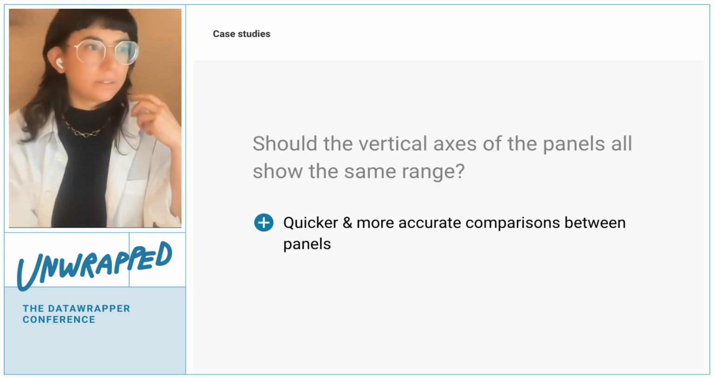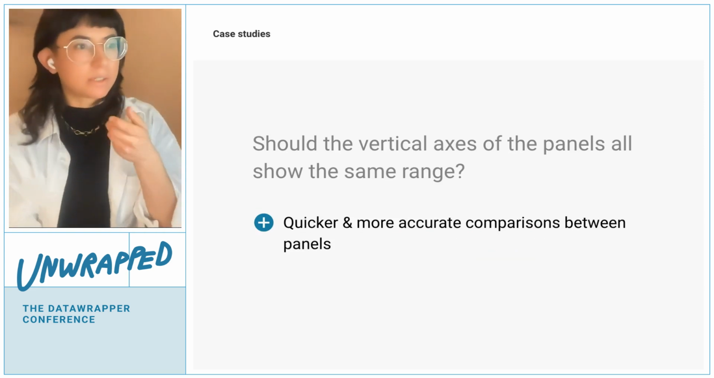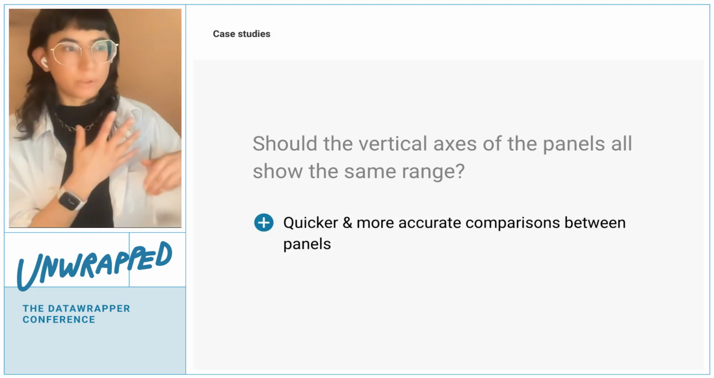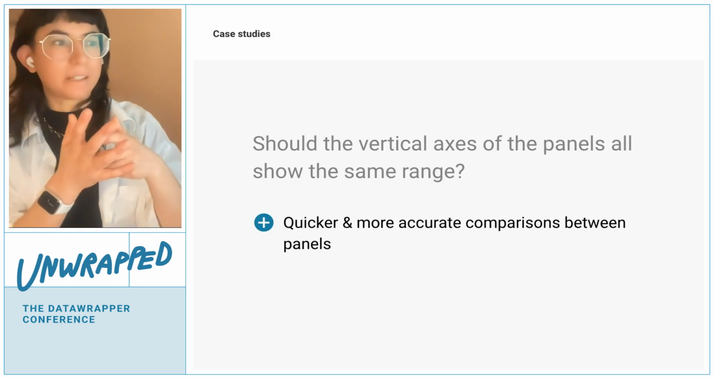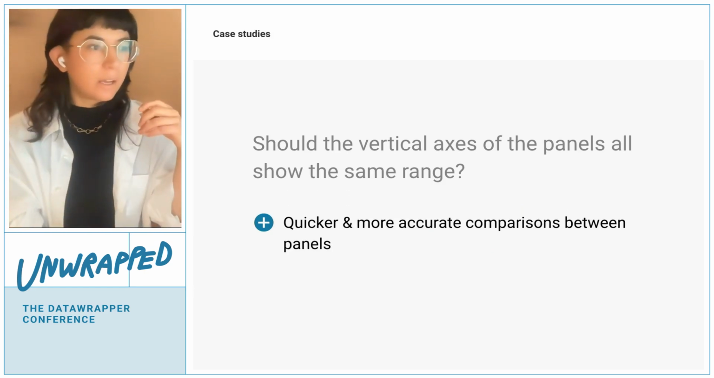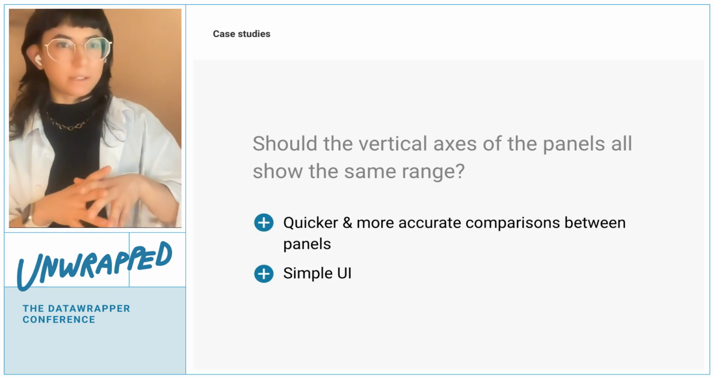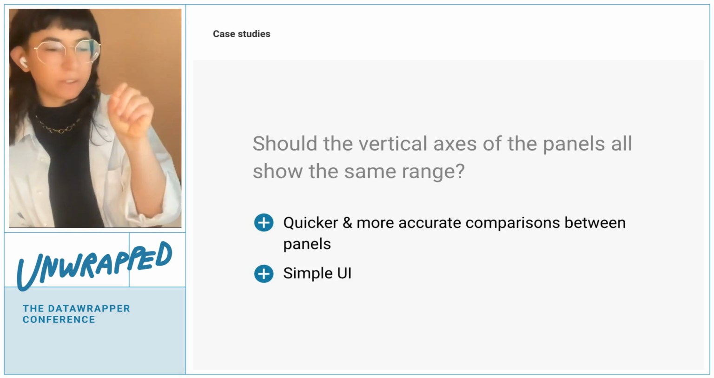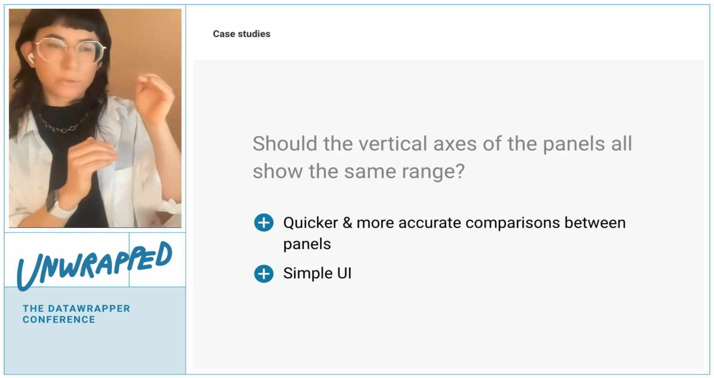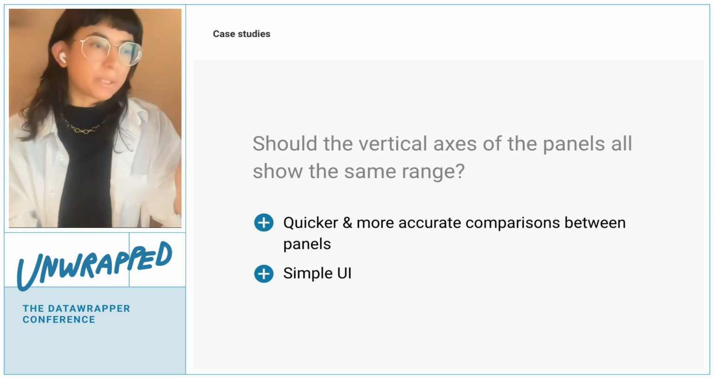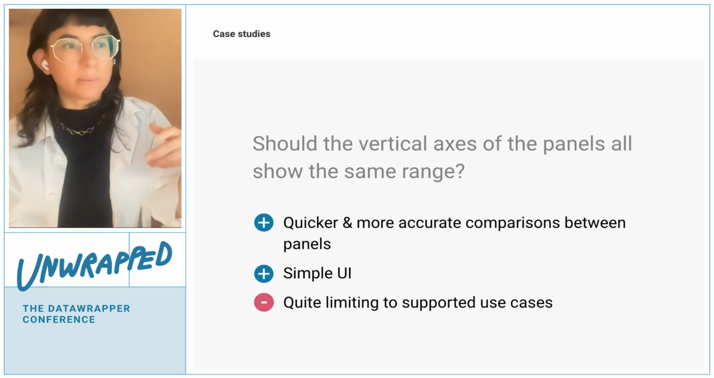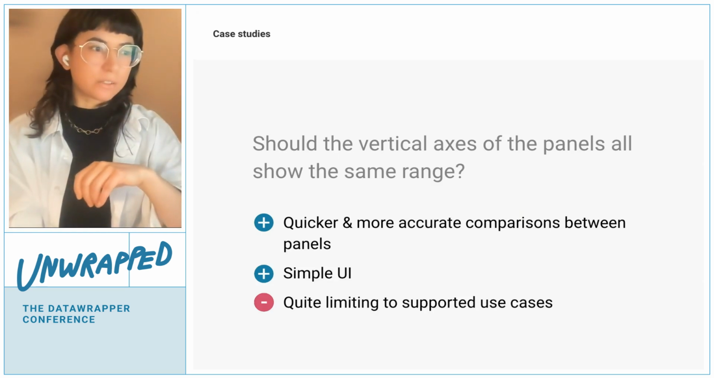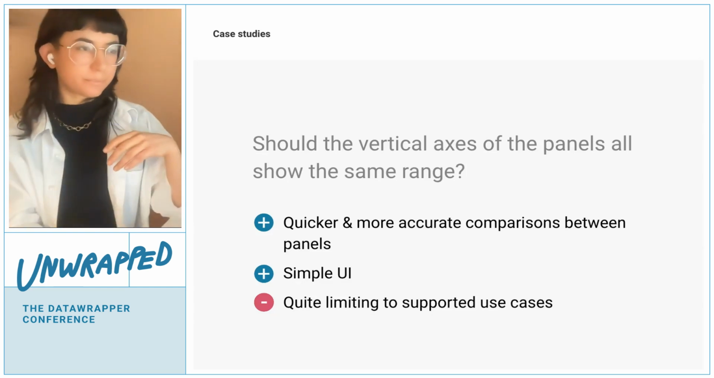So we could keep it so that the panels all share the same scale, and that would be good from a data design perspective, in that you could more easily and accurately compare between the panels. It would be really great in terms of ease of use, because you only need to configure one scale, basically one grid. But of course there is a downside: you're limited, and in cases where you have data with very different ranges, you can't show it as clearly.